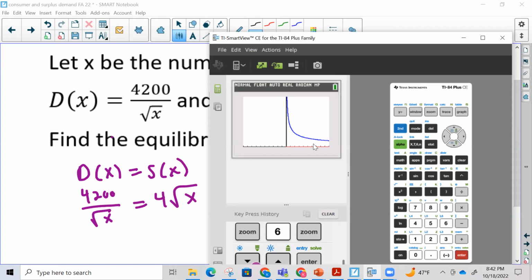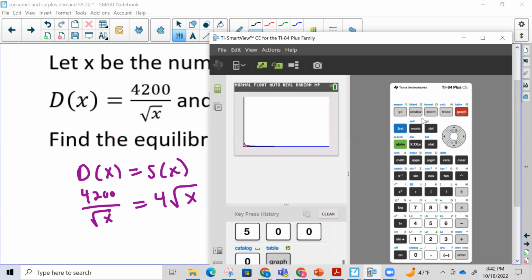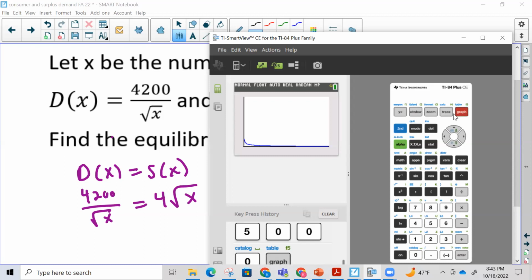So I definitely need my X value, the X max, to be higher to see where they intersect. So I don't know, let's try 5,000 just to hopefully be high enough. And now it's really zoomed out. So I definitely have a lot of space up here, which means I don't need my Y max to be so high. So let's try that as 5,000. Again, I'm just guessing and checking and seeing if these work.